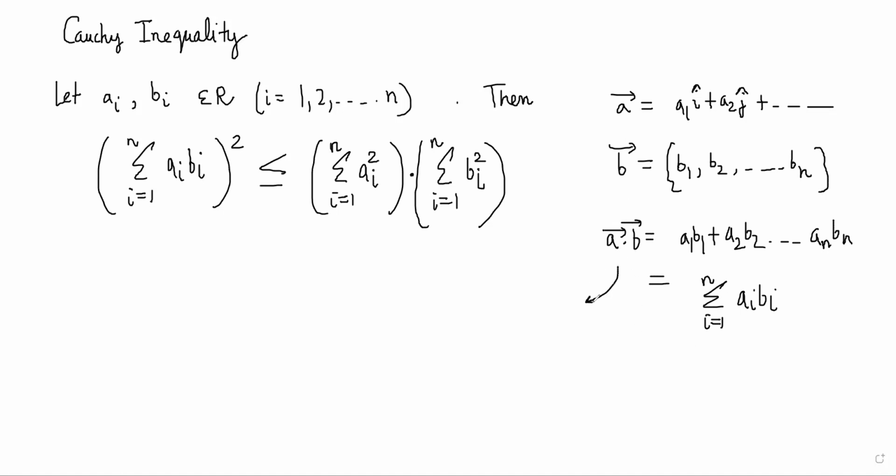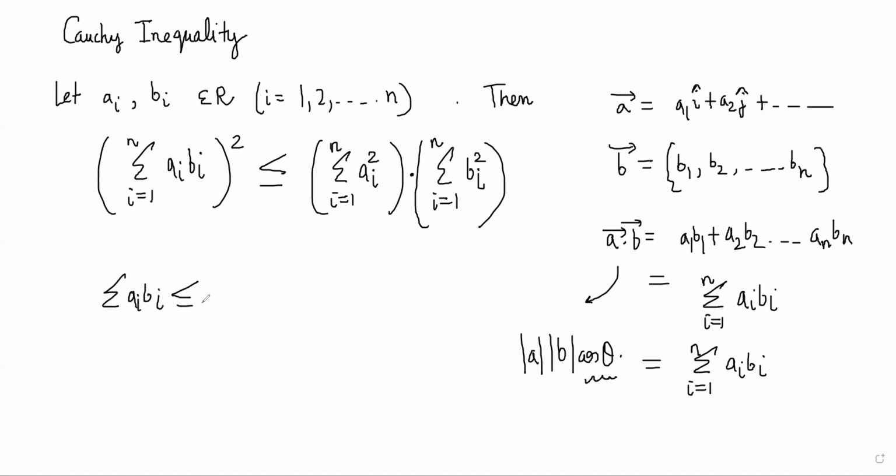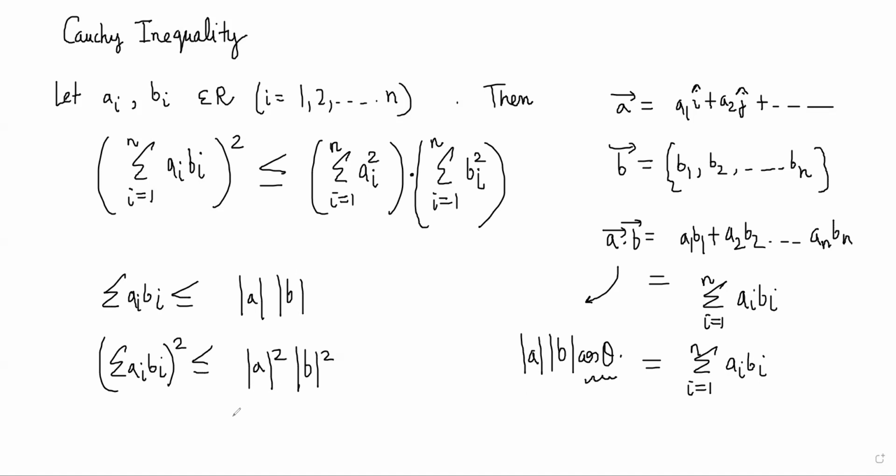And we also have an alternative definition of the dot product, which is mod a mod b cos theta. So now, since mod a mod b cos theta must be equal to this summation of ai bi, we know that cos theta is less than or equal to 1. Therefore, we can say that the summation of ai bi must be less than or equal to mod a and mod b, right? Or the summation of ai bi whole square must be less than or equal to mod a square and mod b square. And how do we write mod a square for a vector?